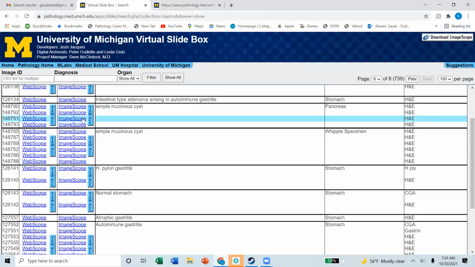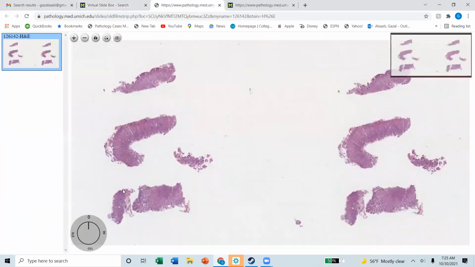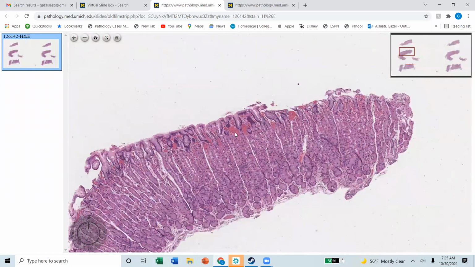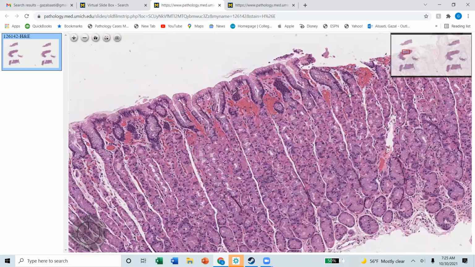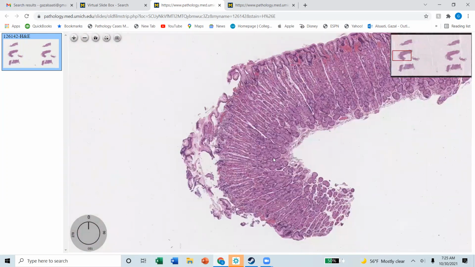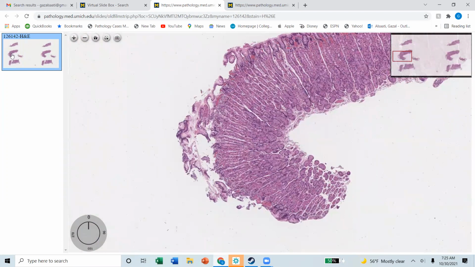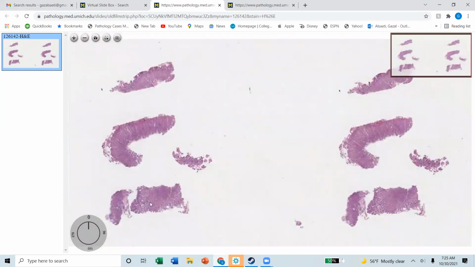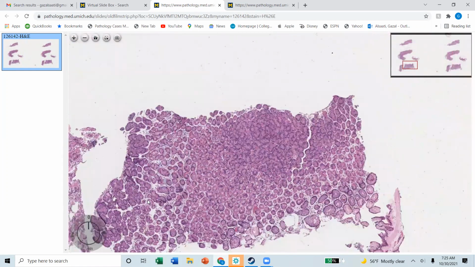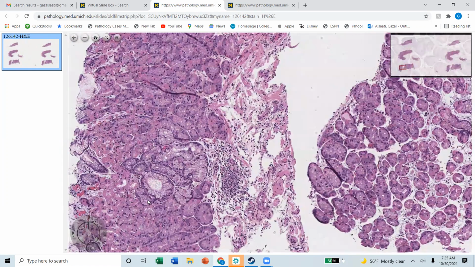Oh, that is interesting. Okay, that's a nice case because they call it normal stomach, okay? Which is very cool because you have nice oxyntic mucosa with surface epithelium, very normal, and pretty much nothing.